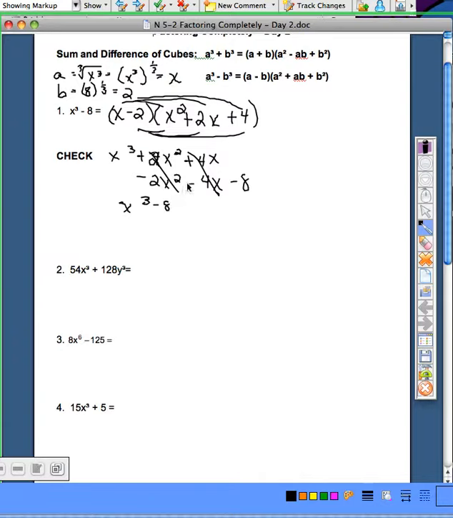Now it could be a sum of cubes. If it's a sum, if there's a plus sign, then you factor it this way. You need to memorize these. These are not going to be on the test. You need to commit these to memory.